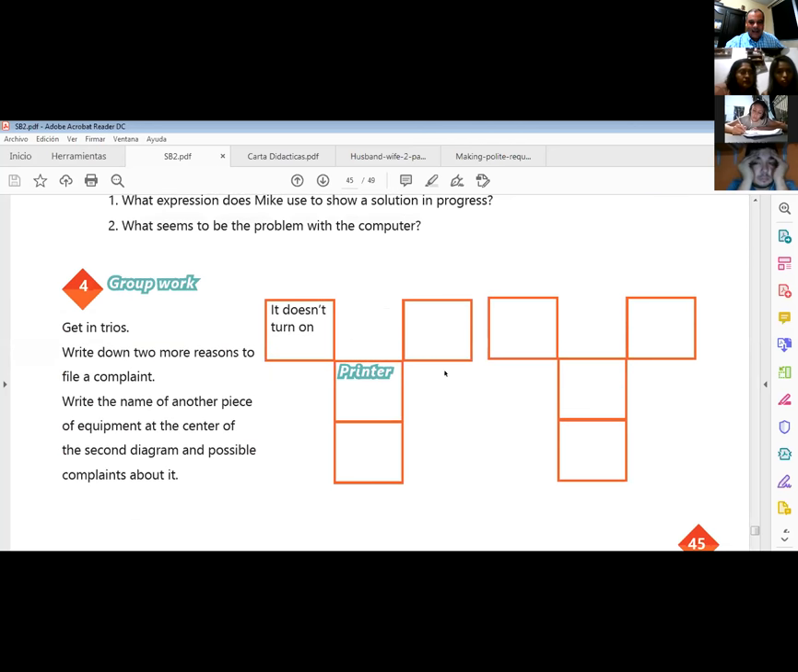Okay, very good. Now, I'm going to place you in trios, and you are going to write down two more reasons. For example, a printer, it doesn't turn on. What are other two problems you probably have with the printer? So you are going to add that information here. And then you're going to come with another piece of equipment: photocopy machine, computer, air conditioner, internet, whatever you want. And you are going to describe three reasons why it doesn't work. Is that clear? In trios. So I'm gonna break you into trios.